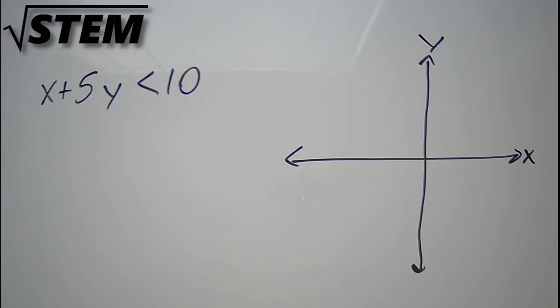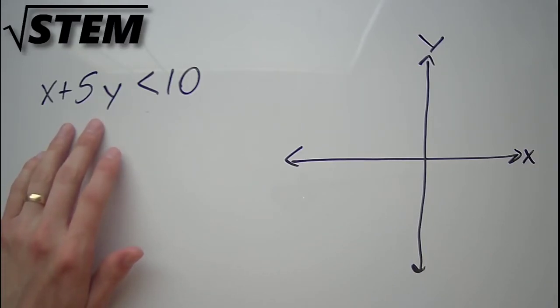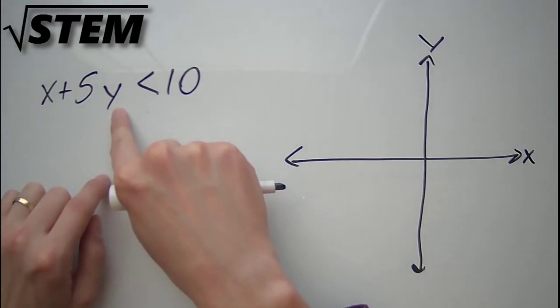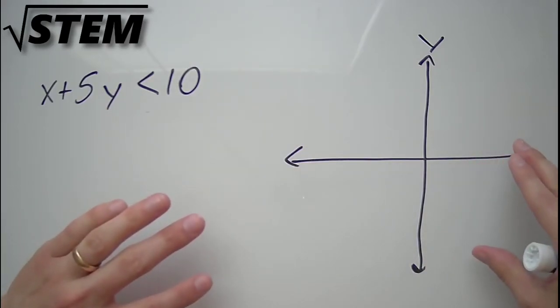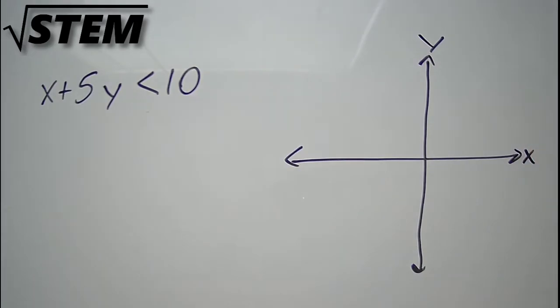Okay, let's try another one to make sure we know how to do this. So we have a totally different inequality this time, but we can do the same process. We'll solve for y to get our mx plus b form of a line, and then we'll take it to our xy plane and try to graph it.